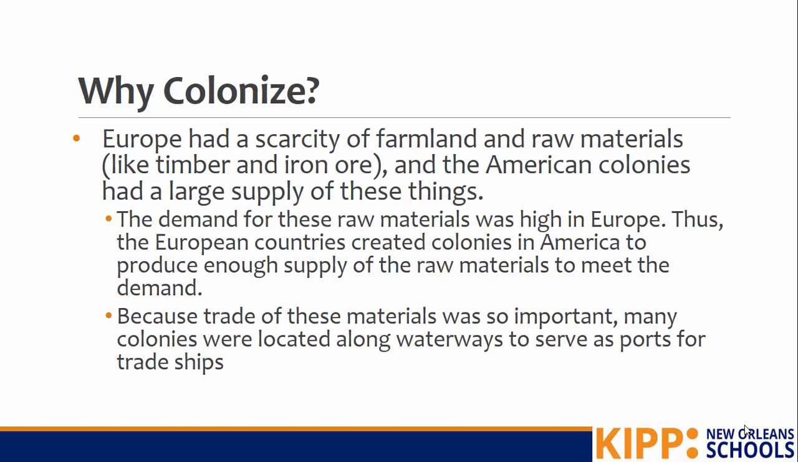So first, let's talk about why these countries are colonizing. We know that Europe had a scarcity of farmland and raw materials like timber and iron ore. And we know that the American colonies had a large supply of these things. So, for example, the demand for these raw materials was really high in Europe. Thus, the European countries are creating colonies in America to produce enough supply of these raw materials to meet their demand. Because trade of these materials was so important, many colonies were located along waterways to serve as ports for trade ships.